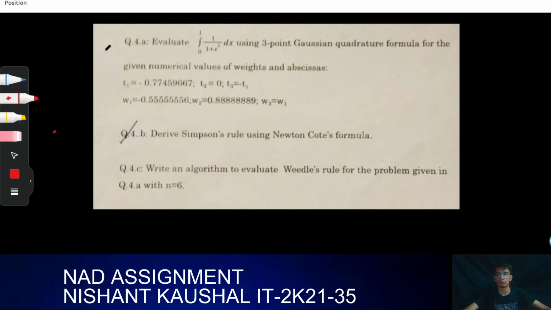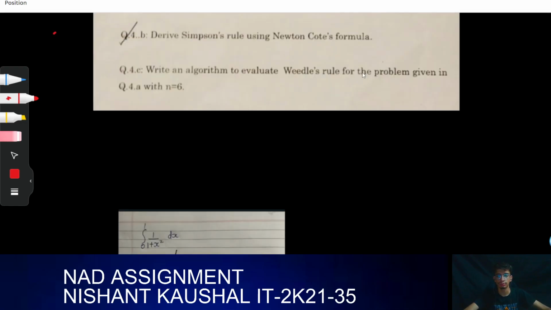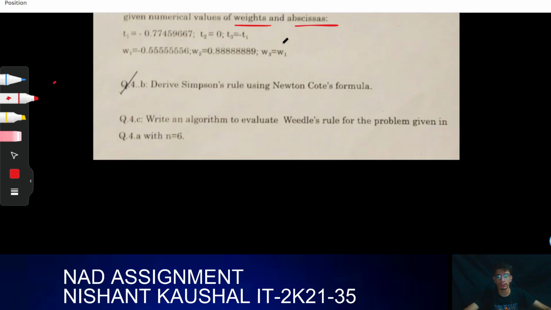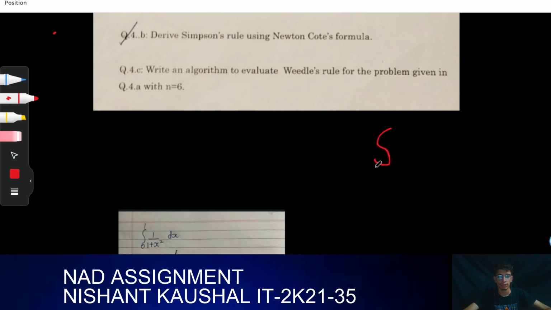Now let us proceed to question number 4. Evaluate this equation using the 3-point Gaussian quadrature formula for the given numerical values of weights and abscissas. In this question, first of all, we have to convert this integration from the range 0 to 1 to the range -1 to 1 to apply the Gaussian quadrature formula.